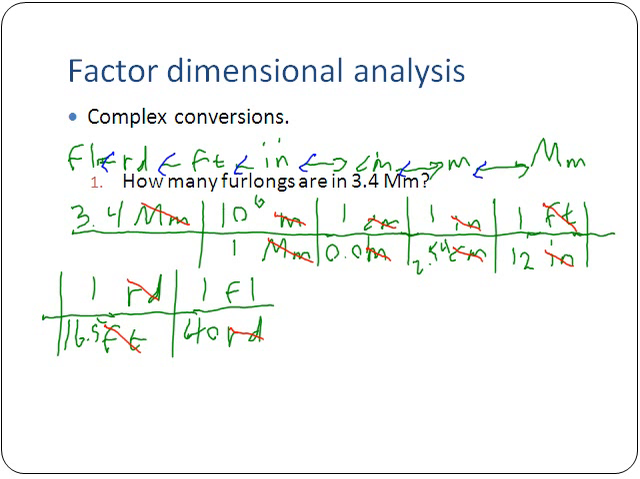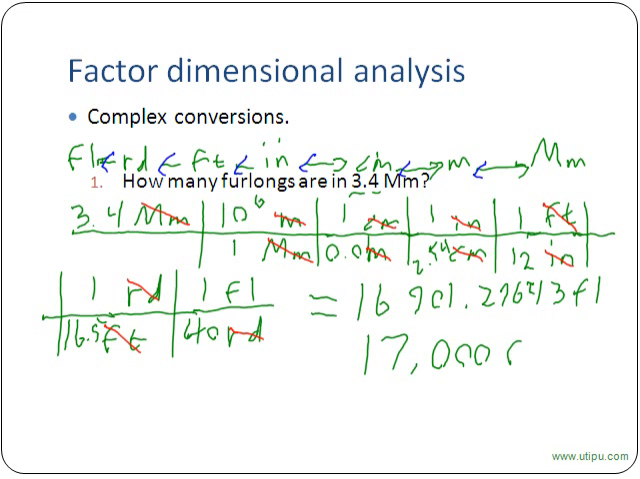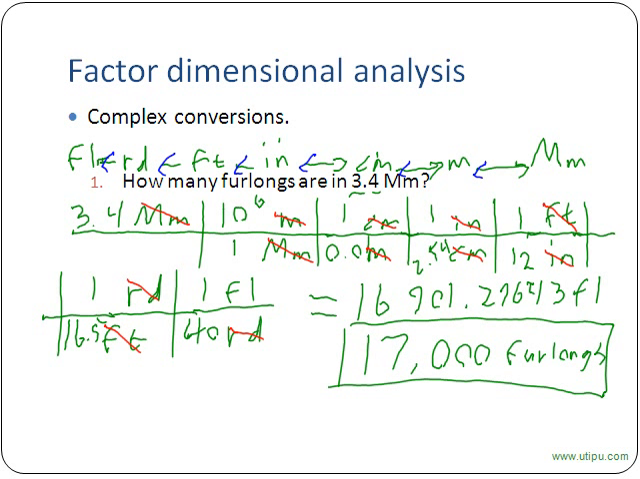My calculator didn't work that out right the first time. We'll try this again. And okay, 16,901 is what I get out of this. 16,901.29643. That's the unrounded answer of furlongs. But we said look, the original number has two significant figures, so this will just round to 17,000 furlongs. And that's going to be our final answer for this problem.